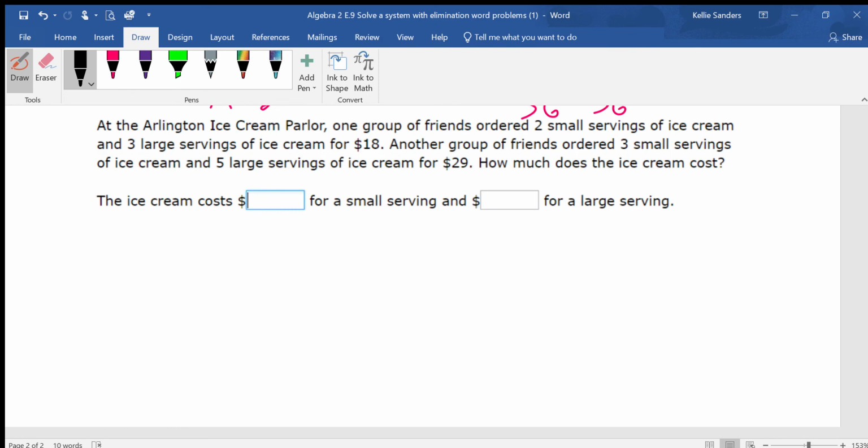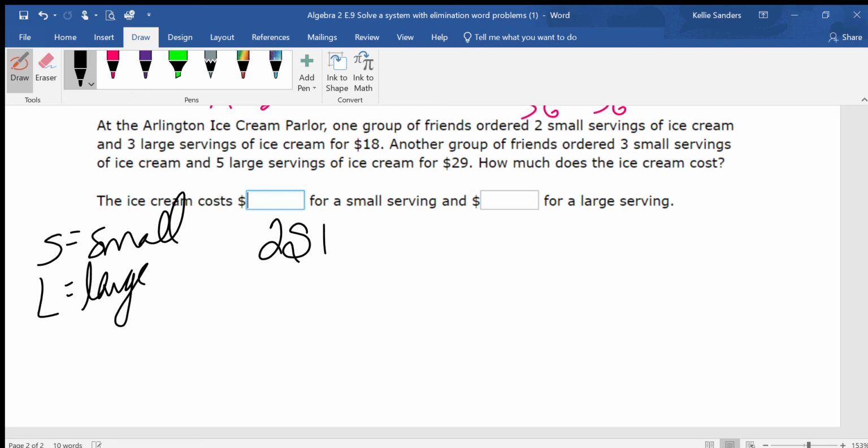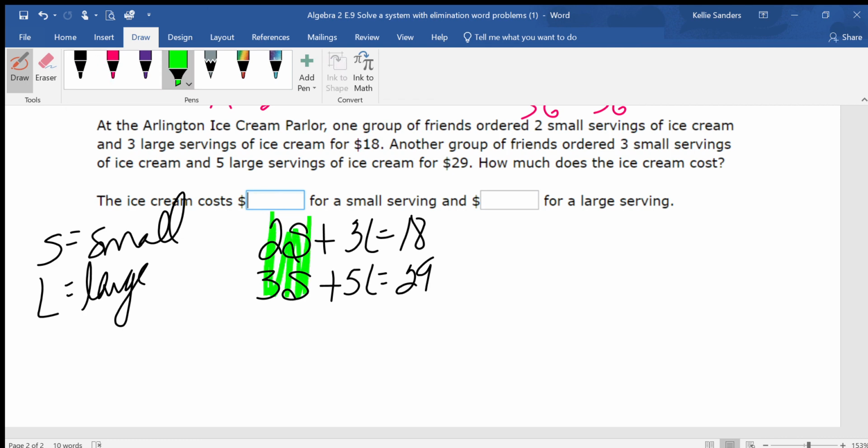At the Arlington Ice Cream Parlor, one group of friends ordered small servings. So again, S for small, L for large. 2 small plus 3 large equals 18. 3 small plus 5 large equals 29. The S's, there's no easy way around it. The L's, there's no easy way around it.